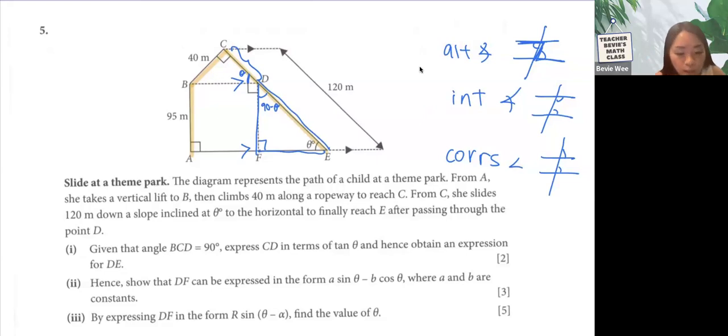Next one, they said show that DF, where's DF, can be expressed in this format. How do we do this? This is not yet the R formula, right? So we have gotten DE by now. How do we do this from here? Anybody? I want DF. I know that DF is 95, but they want it in this format. How? We still have to work with that theta, right? That's the only angle that we have, right?